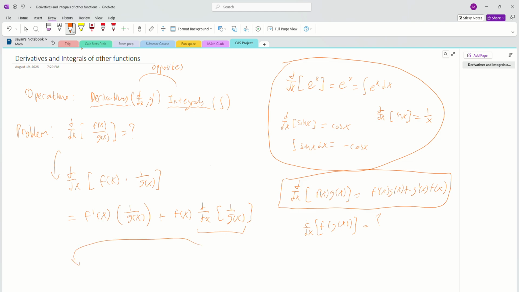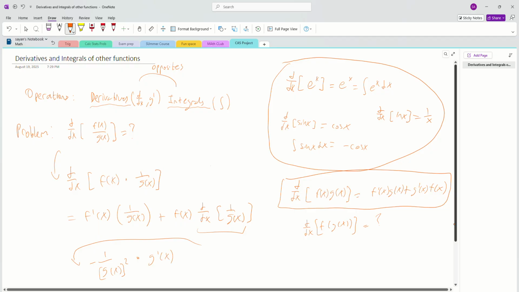Using chain rule. So the first thing we're going to do is differentiate the outer function. The outer function is 1 over x. We know the derivative of 1 over x is negative 1 over x squared. So g of x squared, like that. And that's going to be multiplied by the derivative of g of x, which is just g prime of x.